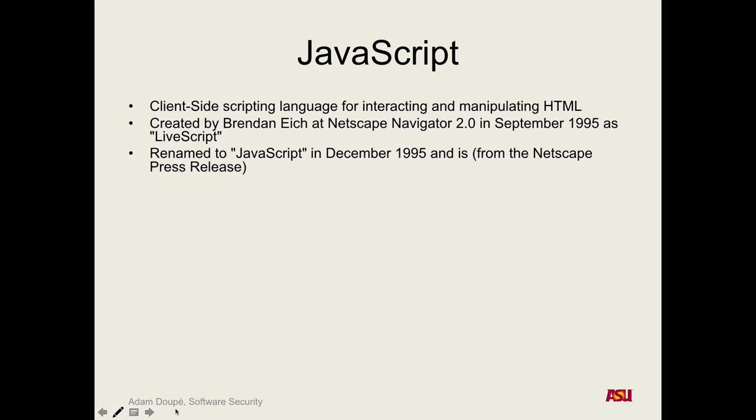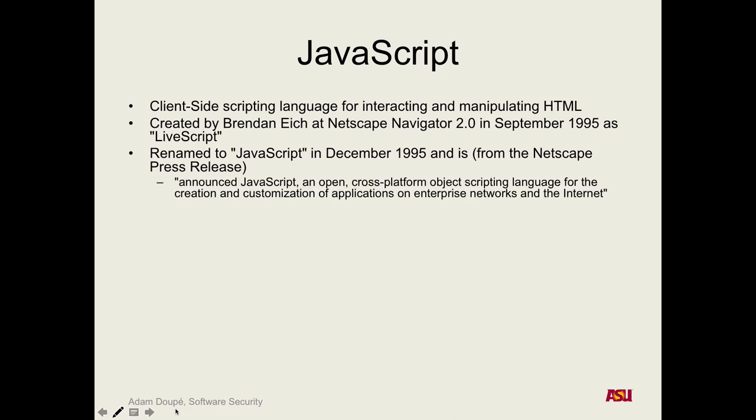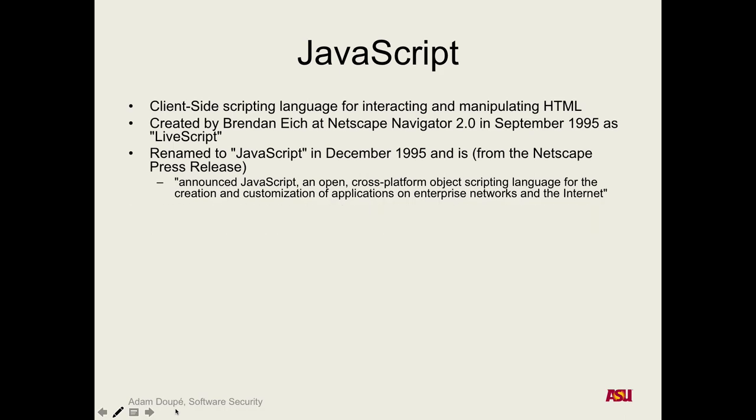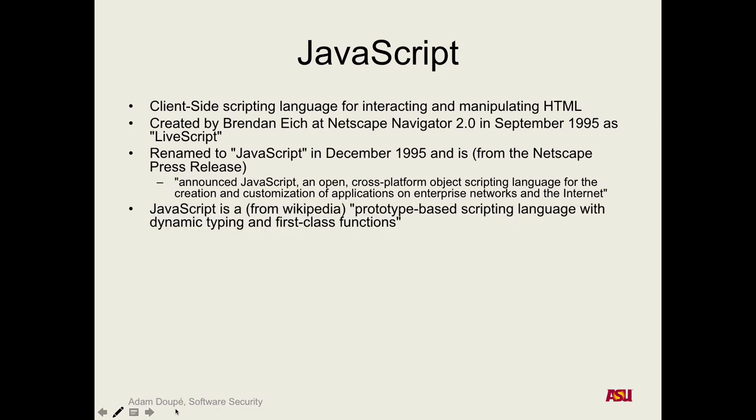And they renamed it to JavaScript in 1995, and they announced JavaScript as an open cross-platform object scripting language for the creation and customization of applications on enterprise networks and the internet, which is actually not true. So the important thing here is the object scripting language. JavaScript is actually a prototype-based scripting language with dynamic typing and first-class functions. They originally named it LiveScript, and then changed it to JavaScript. Does anybody know why? Because Java was super popular.